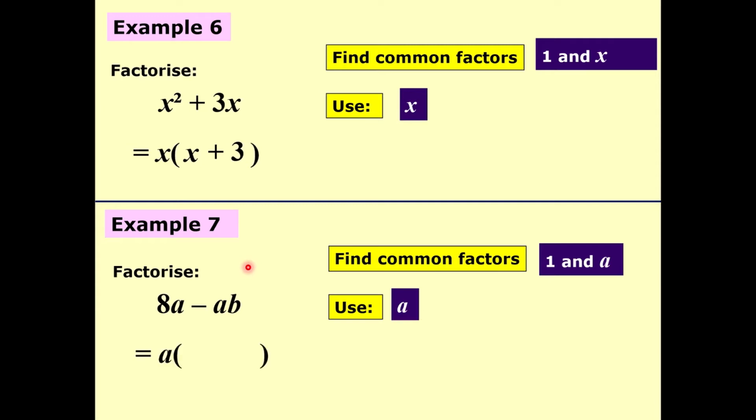We're going to start by taking it on the outside of our bracket, and now let's start filling the inside of our bracket. So a times what gives us 8a? Well, we need to times it by 8. And then a times what gives us negative ab? What's negative b?